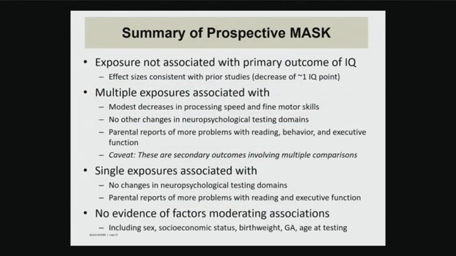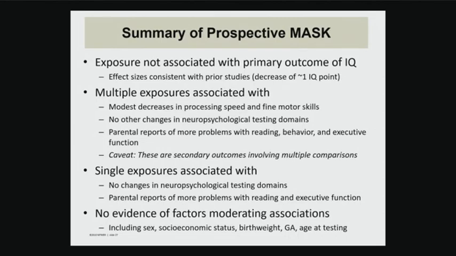So, to summarize the results, exposure was not associated with the primary outcome of IQ. Multiple exposures associated with modest decreases in processing speed and fine motor skills. No other changes in any other testing domain. Increased parent reports of more problems with reading, behavior, and executive function. The caveat, these are secondary outcomes and these are multiple comparisons.